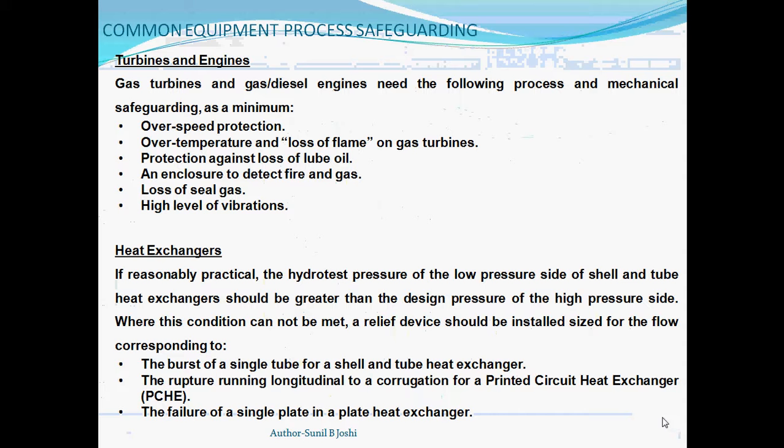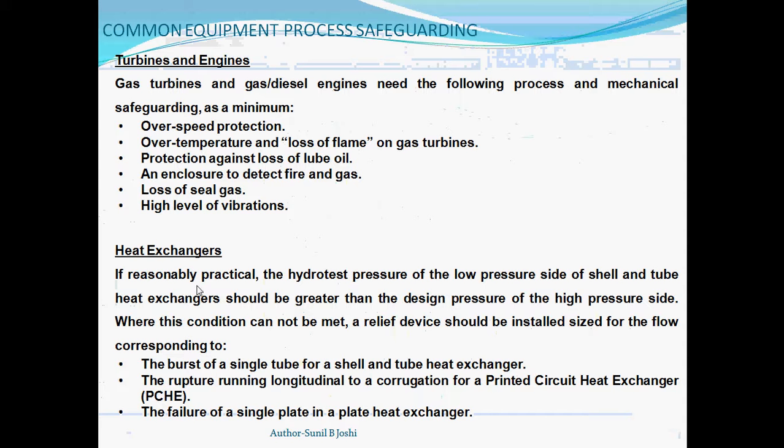Let us see now what are the major process safeguards applied in the turbines and engines. So gas turbines and gas diesel engines need the following process and mechanical safeguarding as a minimum. They need overpressure protection, overspeed protection, over temperature and loss of flame on gas turbines, protection against loss of lube oil, enclosure to detect fire and gas, loss of seal gas, high level of vibration. These are the minimum safeguards which are normally applied for gas turbines or gas diesel engines.